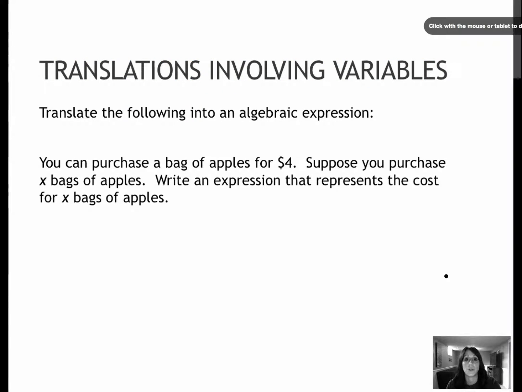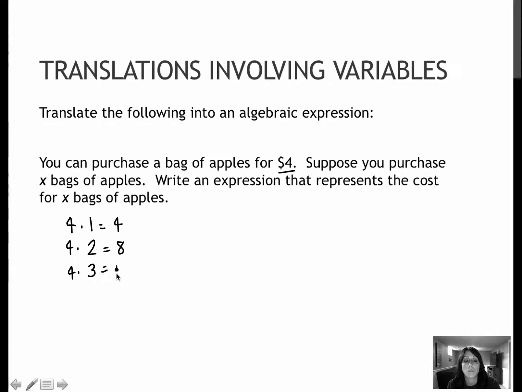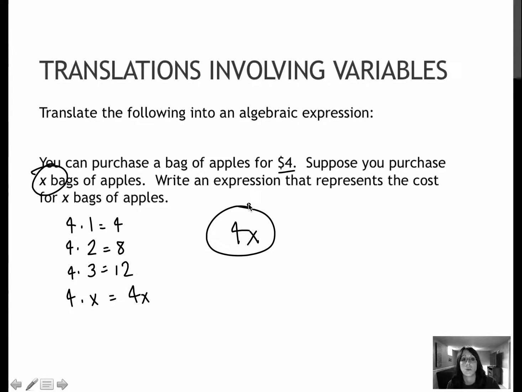Here's one that's a little bit more difficult. I can purchase a bag of apples for $4. Suppose you purchase X bags of apples. Write an expression that represents the cost for X bags of apples. So I know that the cost for 1 bag of apples is $4. So that's 4 times 1. If I were going to buy 2 bags of apples, I would take 4 times 2, which is 8. If I were going to buy 3 bags of apples, I would take 4 times 3, which is 12. So if I'm going to buy X bags of apples, then I'm going to take 4 times X, which is 4X. So that is the expression that we're looking for, is 4X.